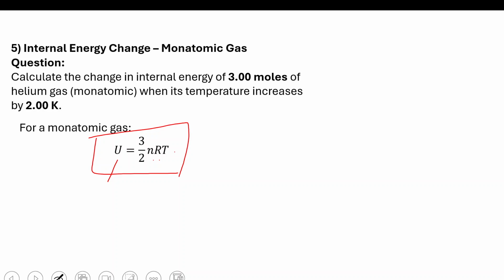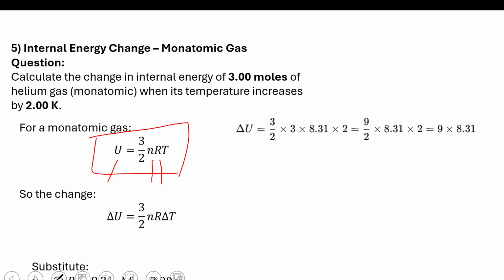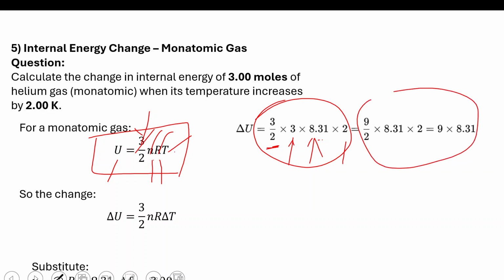So the moles is given in the question. The universal gas constant is a constant, always given as 8.314, and the temperature is in Kelvin. So when we plug in the parameters, we'll have 3 over 2, which is represented in the formula here, and the number of moles is 3. Universal gas constant R is 8.31, and the temperature in Kelvin is 2. By the time you compute this, it is 3 times 3 is 9, 9 over 2 times 8.31 times 2. So the final answer will give us 75 joules.